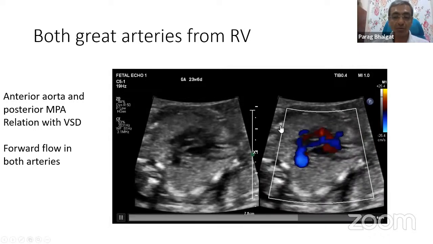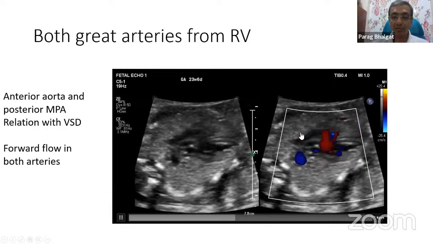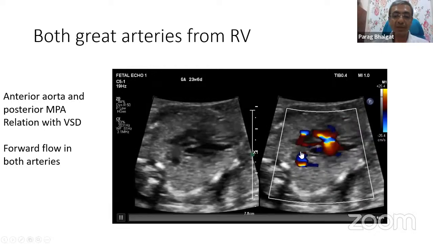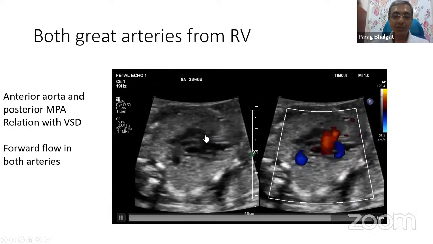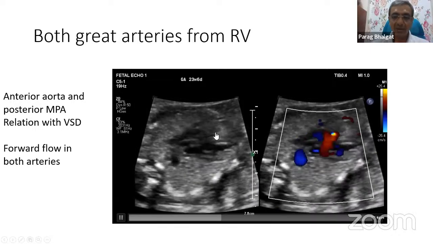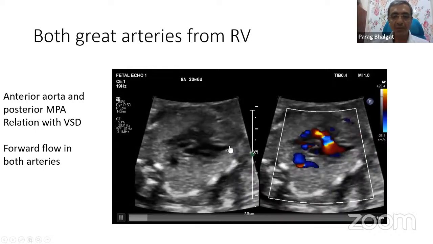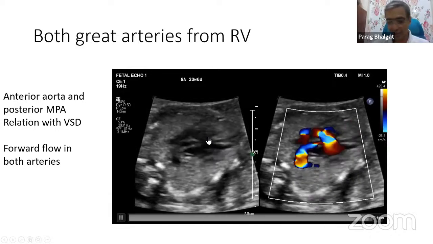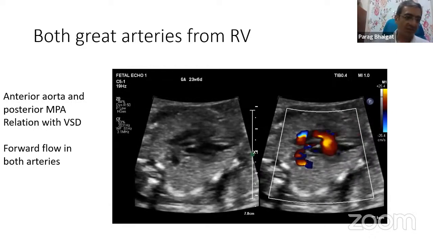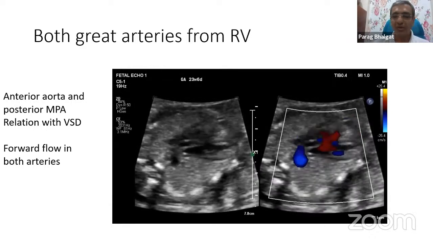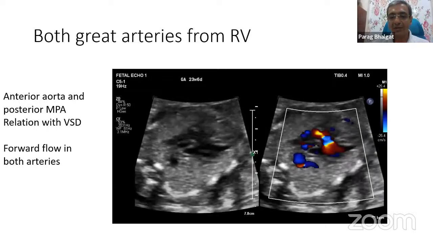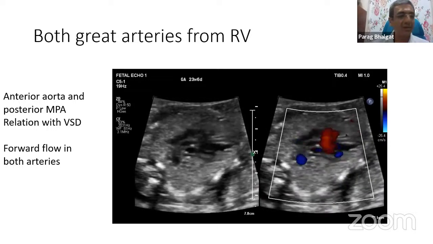Now we can demonstrate flow through both the great arteries. This is the aortic flow, and this is the little flow going through the PA. Why I'm saying the PAs are from the RV: look at the relationship of the PA with respect to the interventricular septum and RV. It doesn't look like it's coming from the LV, so it's a DORV. You can debate that it is not DORV but TGA, subpulmonic VSD and PS. But many times we don't see these kids after birth, so it's debated.